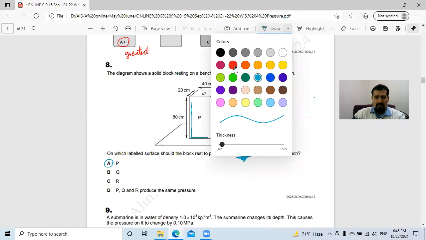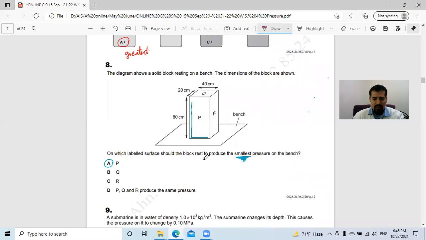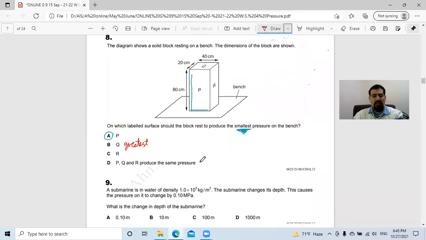Which one has the greatest pressure? On which side will the greatest pressure be? The greatest pressure will be on Q. Yes, thank you. Next.